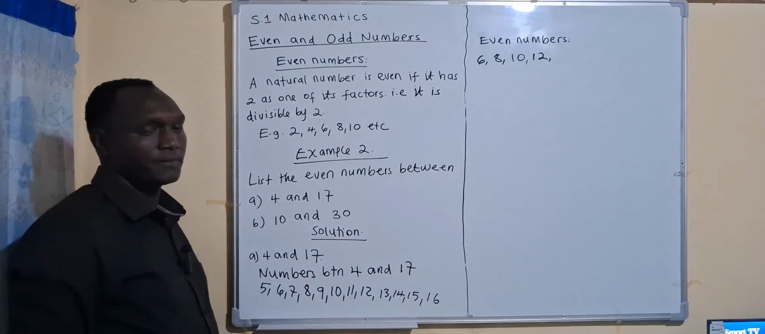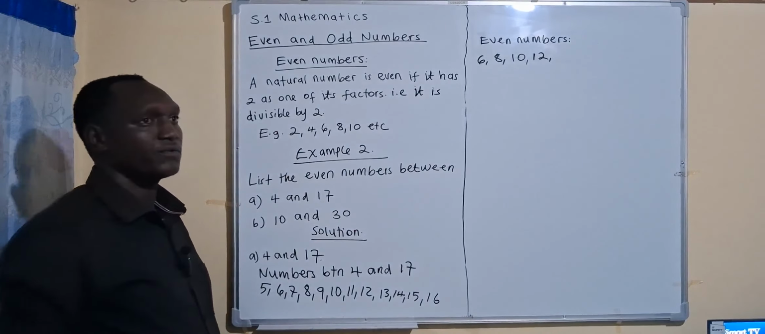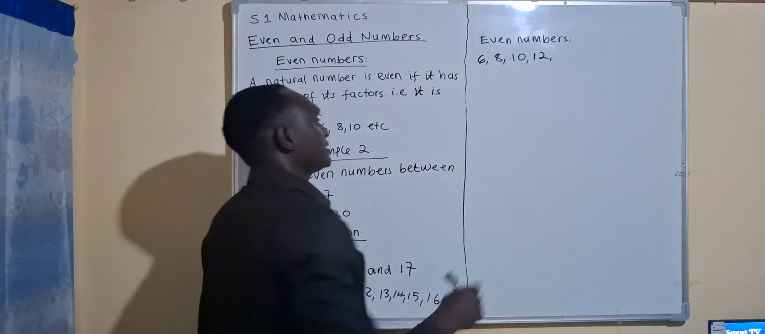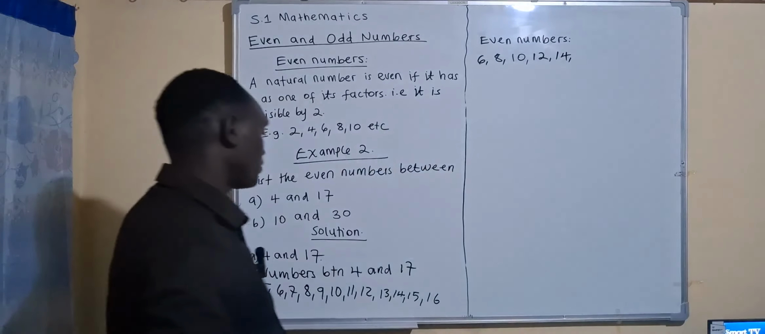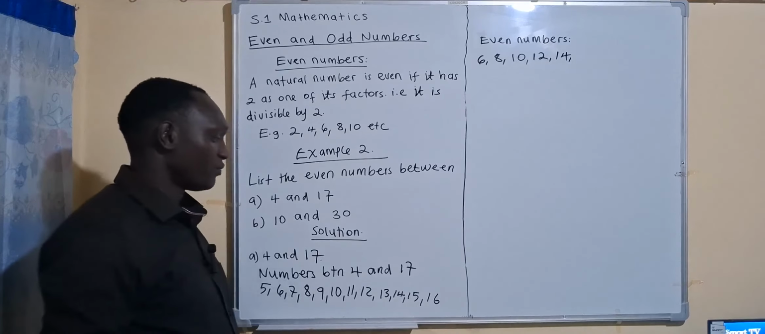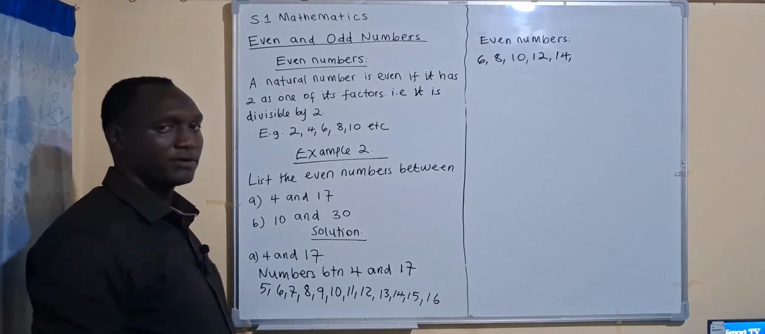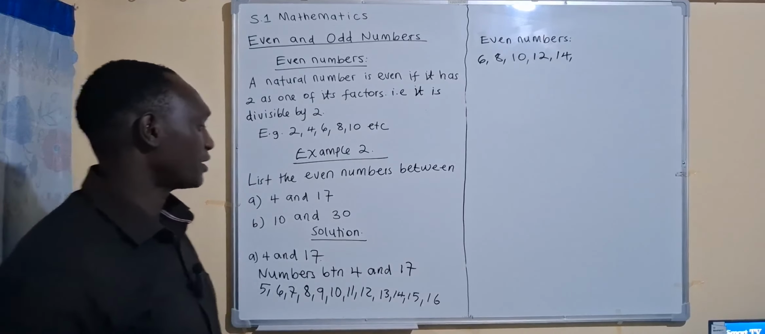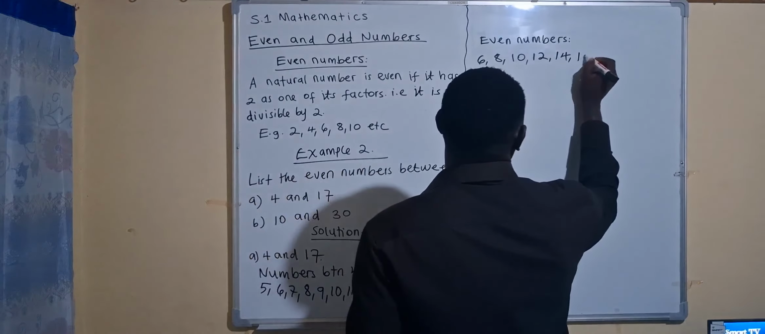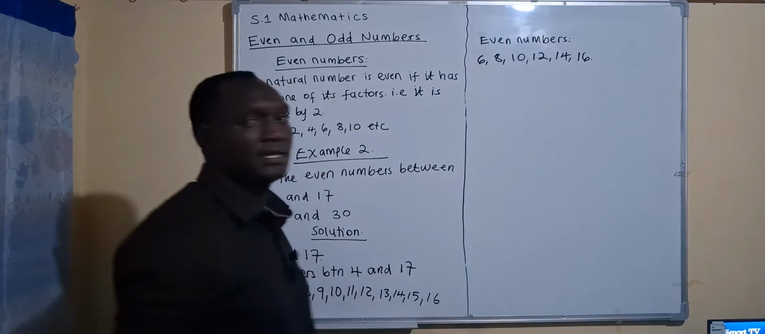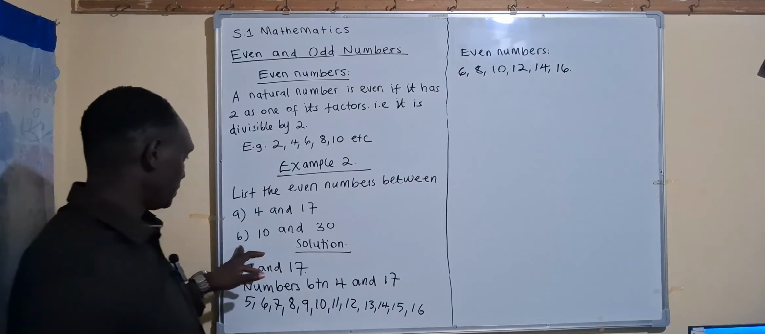13 divided by 2 is 6 and the remainder is 1. Therefore, it is an odd number. 14 divided by 2, it gives us 7 and the remainder is 0. Therefore, 14 is an even number. What about 15? There is a remainder. Therefore, 15 is odd. How about 16? 16 divided by 2, we get 8 and the remainder is 0. Therefore, 16 is an even number. That is the approach. So, going to part B.